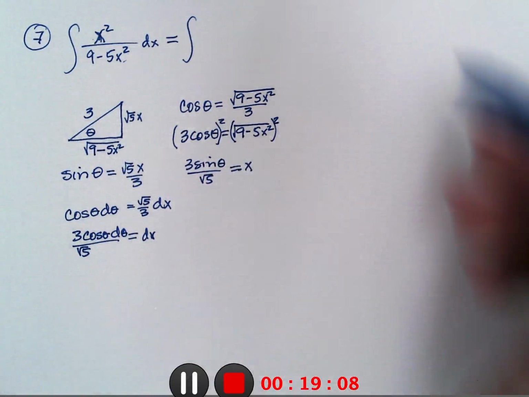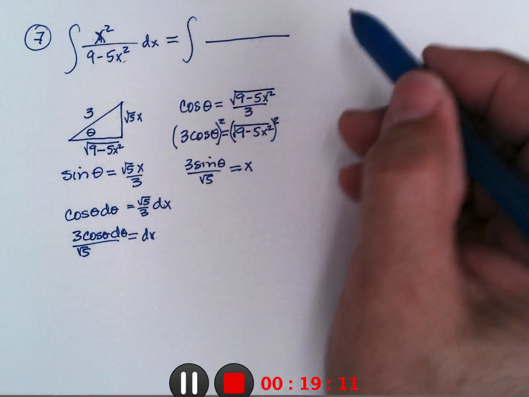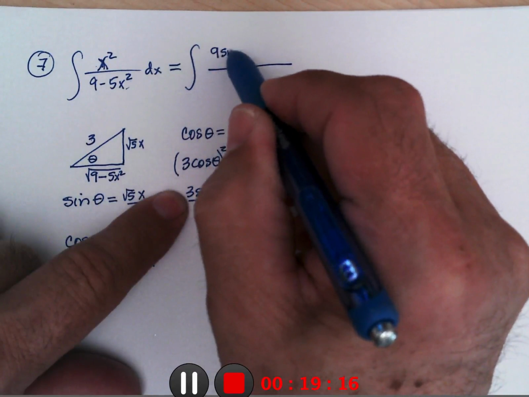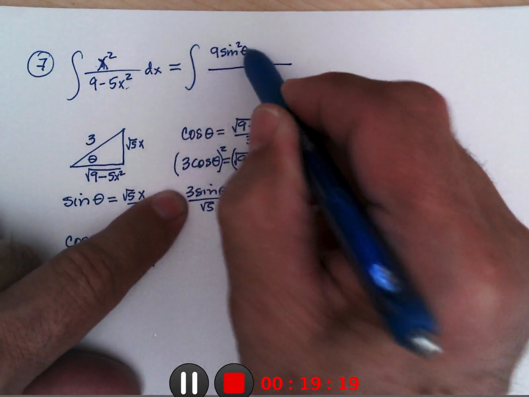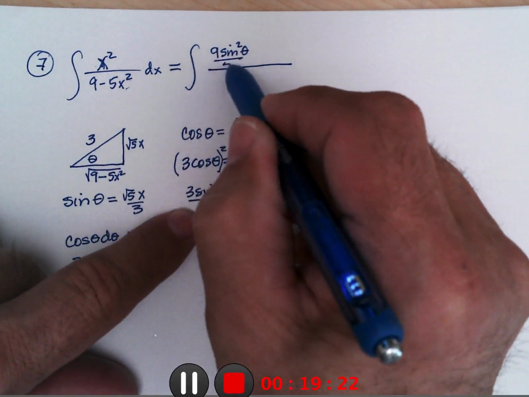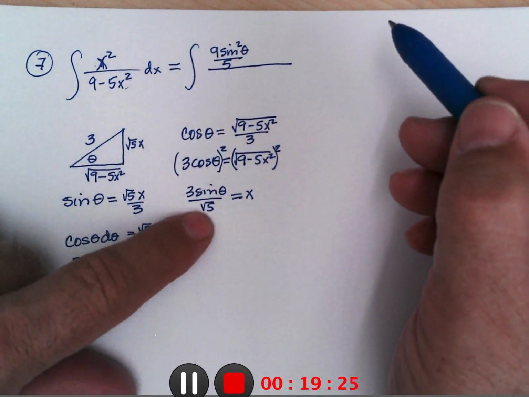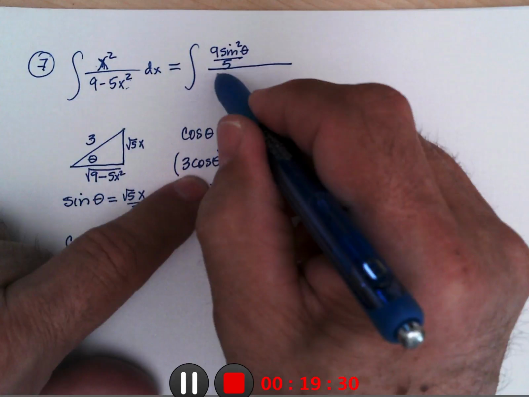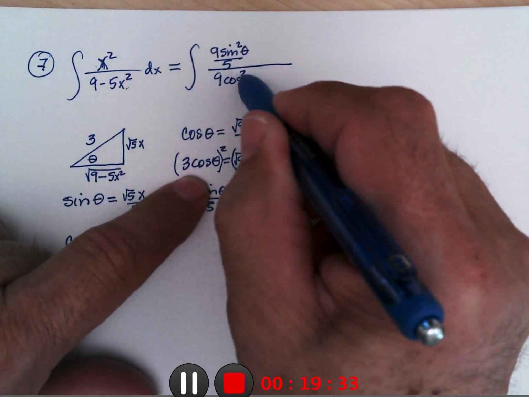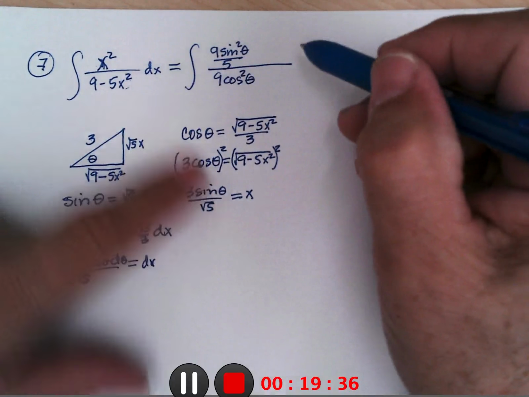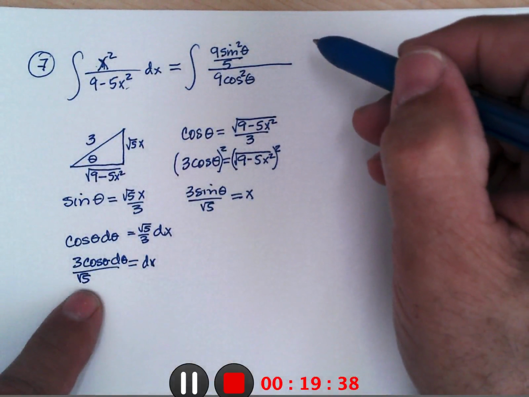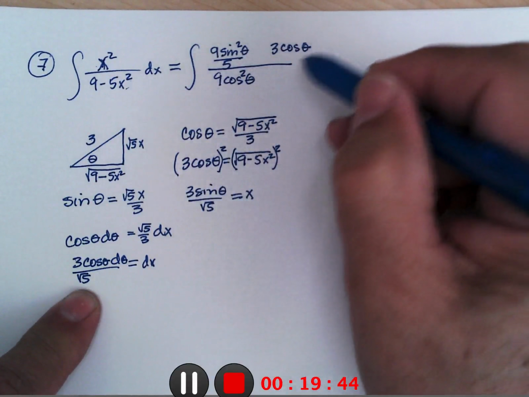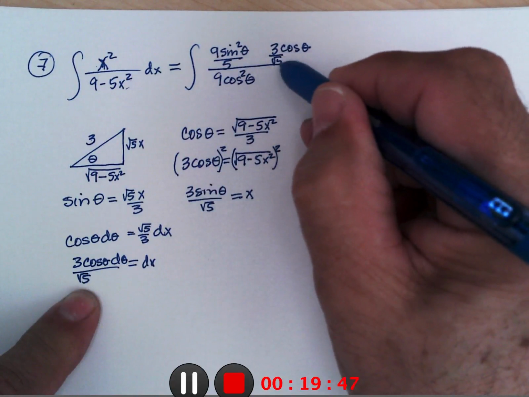So x squared would be 9 sine squared of theta over 5. So I squared that. The denominator would be 9 cosine squared theta. The dx is 3 cosine theta over the square root of 5 d theta.